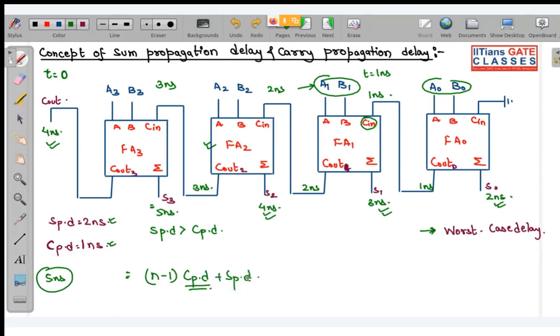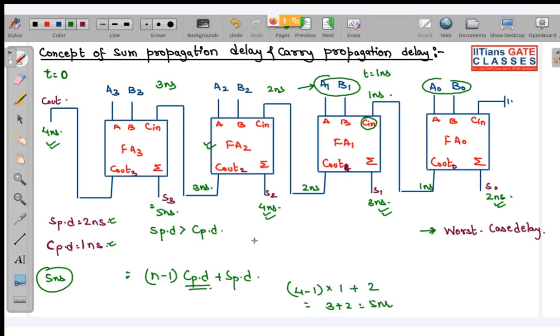So now if you do this, n over here is 4, so 3 minus 1 into 1, carry propagation delay is 1 nanosecond. Sorry, 3 I have written. So that will be 4 minus 1, as there are 4 full adders, into 1 plus SPD, which is 2. So this will be 3 plus 2, that is 5 nanosecond. So after all this analysis, we are getting the same thing using this formula.